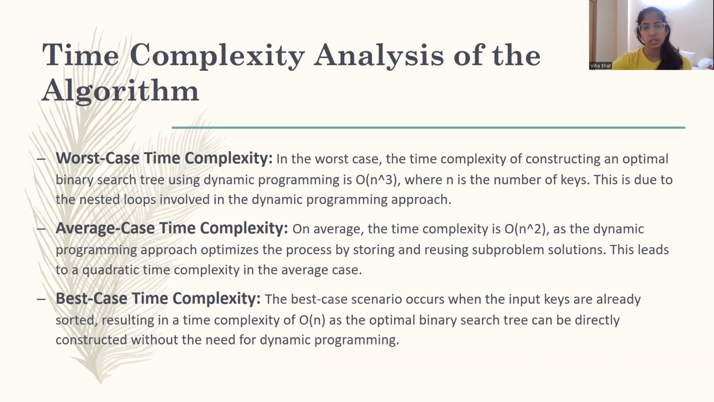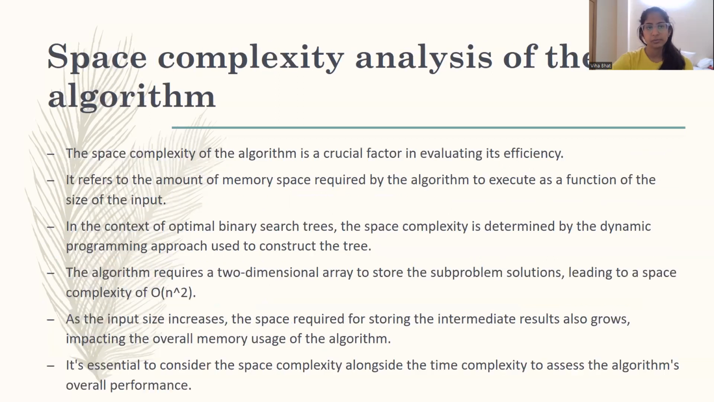Next is the average case time complexity, which is O(n^2). This optimizes the process by storing and reusing subproblem solutions. This leads to a quadratic time complexity in the average case. Next is the best case time complexity. This occurs when the input keys are already sorted, resulting in a time complexity of O(n), as the optimal binary search tree can be directly constructed without the need for dynamic programming.